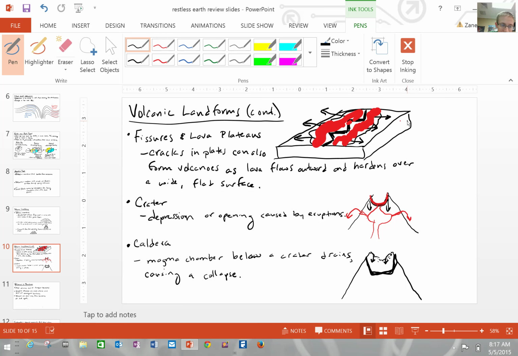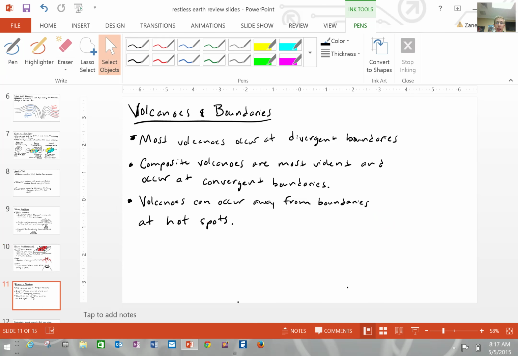Cool. Let's keep going. All right, so here's some just general information to kind of finish up our volcano discussion. Most volcanoes occur at divergent boundaries, and you can imagine the fissure was a good example of that. Because when we diverge boundaries, when we pull plates apart from each other, we start to relieve stress on them and pressure on the magma below us, and it wants to come up. So that's how most volcanoes form.